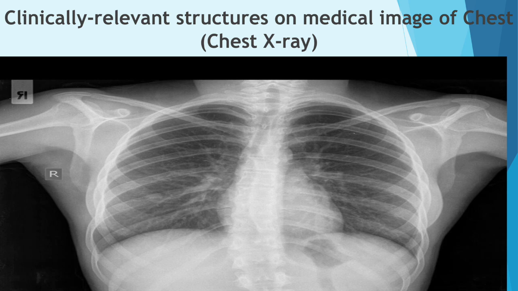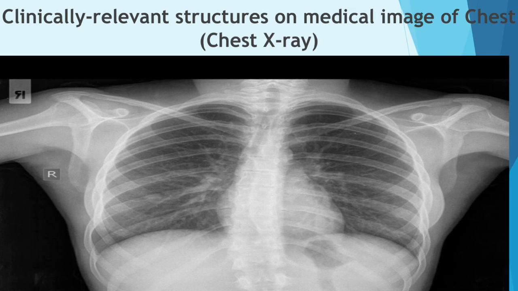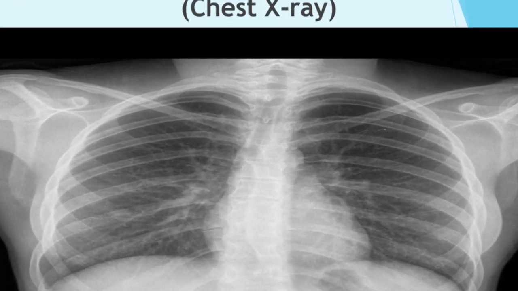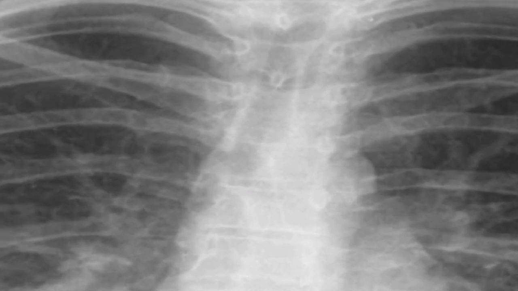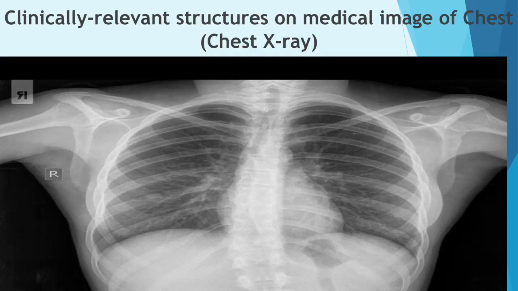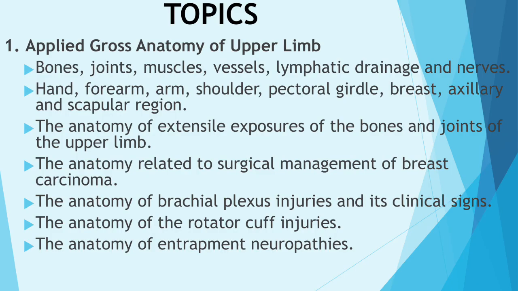So the chest X-ray is a medical image that is very important, and students that are studying applied gross anatomy should be able to look at the images, medical images such as the chest X-ray, and then they should be able to label and localize the anatomical structures there. What are the specific topics these students need to be taught?